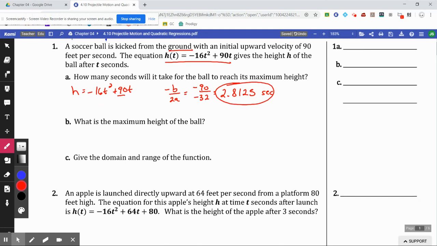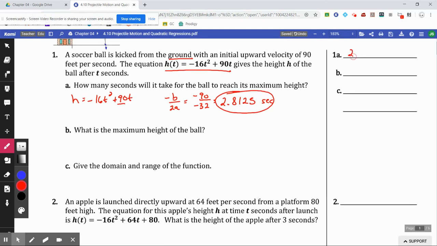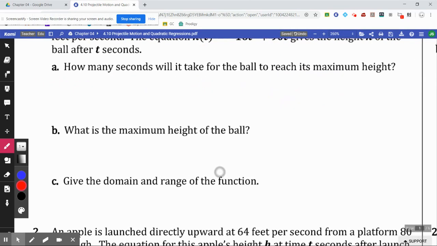So after that many seconds, it's going to reach its maximum height. Now, what is the maximum height? How do we find that? Let me put that answer over here where it's supposed to go, 2.8125 seconds. We can just leave our answers here instead of putting them in the blanks. You can put them in the blanks if you would like. Let me just zoom in and we'll write them right here.